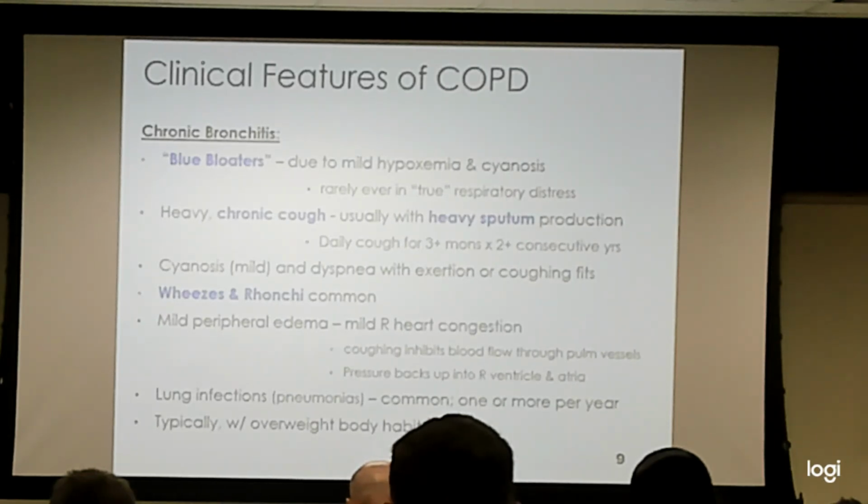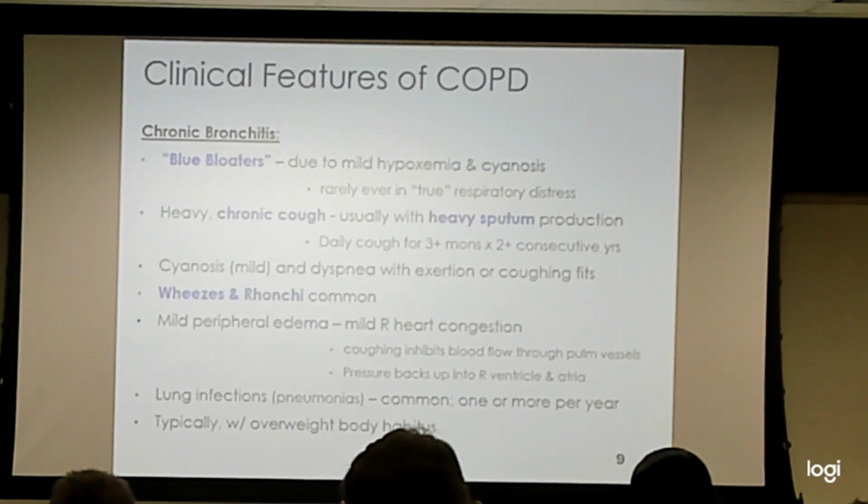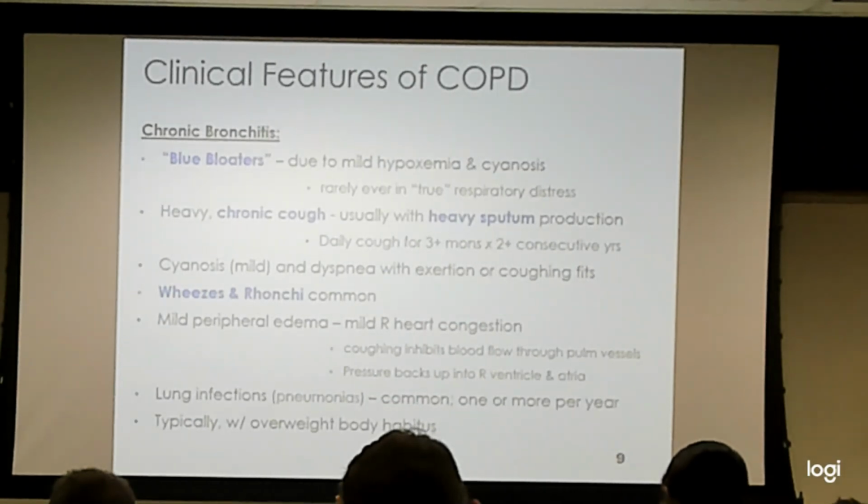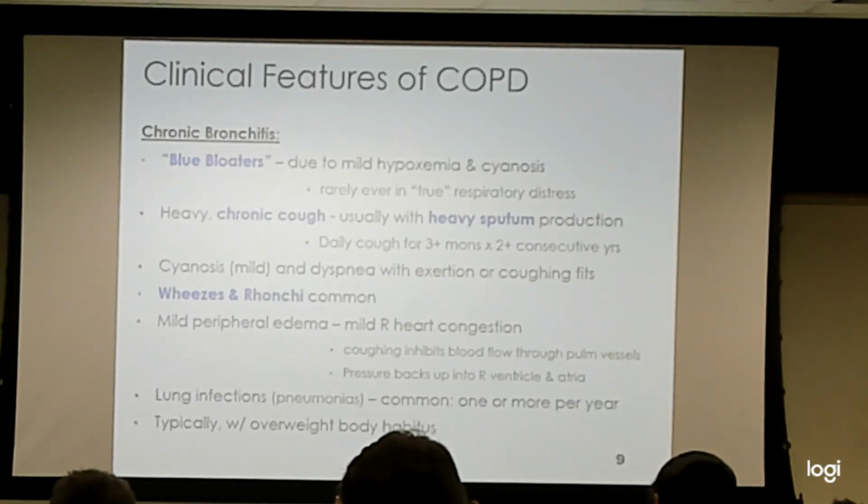We talked about this already: heavy cough, chronic, lots of sputum. And then the daily cough for three or more months at a time, having been going on for 2 consecutive years. So again, they're chronically hypoxic, so sometimes you can see they look a little gray. You'll see that in cardiovascular disease as well, where people just look a little gray. And then they're dyspneic. Definitely lots of coughing fits, and just generally overall short of breath.